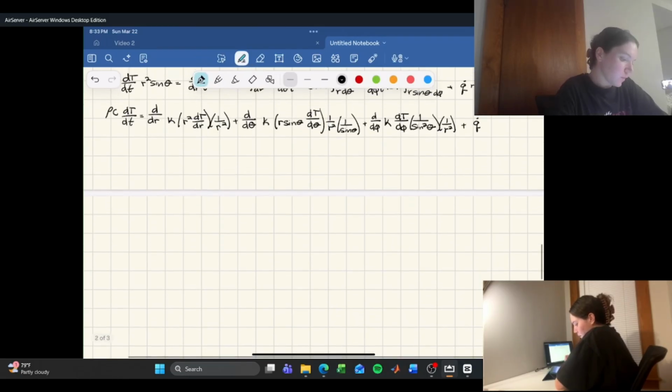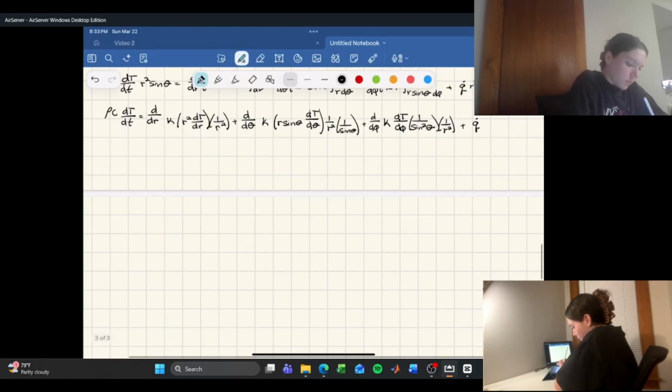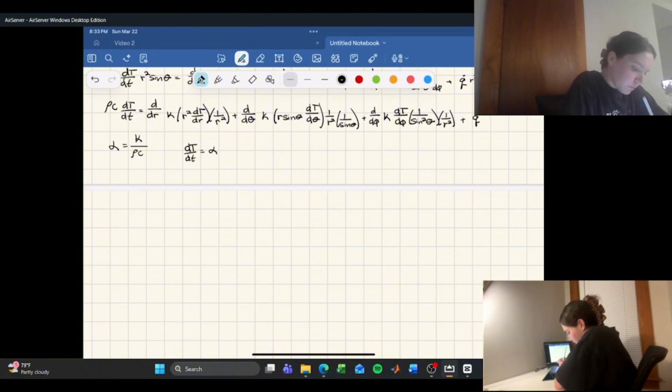And now all these k's, we can factor all of them out because we know that the thermal diffusivity is equal to the thermal conductivity over density times heat capacity. So we can factor this out, and we're left with the change in temperature over the change in time is equal to alpha, which is the thermal diffusivity, times all of these terms.